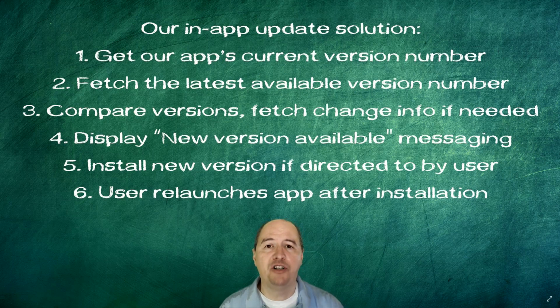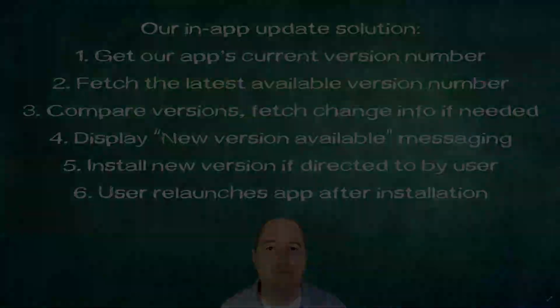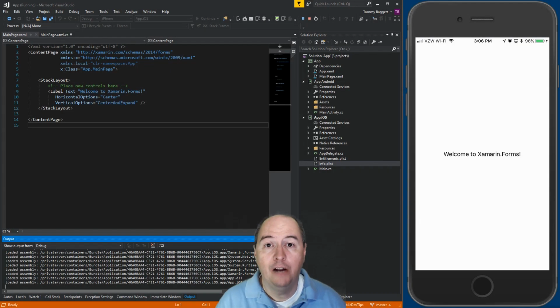All right, so now we're going to jump into Visual Studio and take a look at how these steps were implemented for Xamarin.Forms. I've opened Visual Studio, created a new Xamarin.Forms project targeting iOS and Android with a .NET Standard library, using the blank template, which gives us our Welcome to Xamarin.Forms app you see running on my device here.